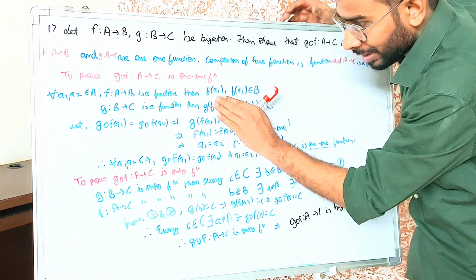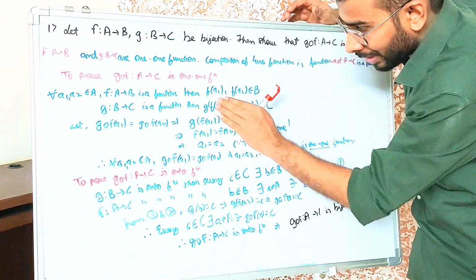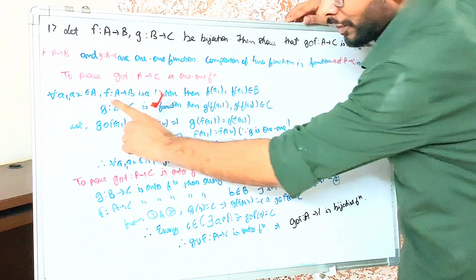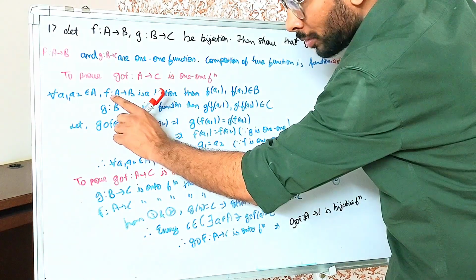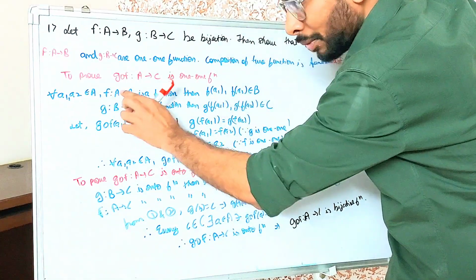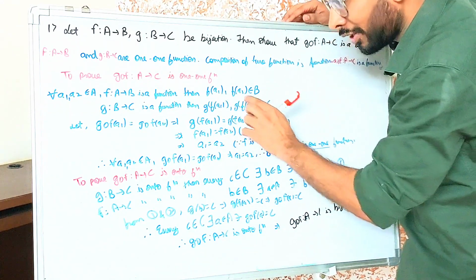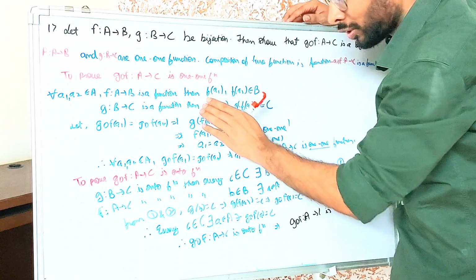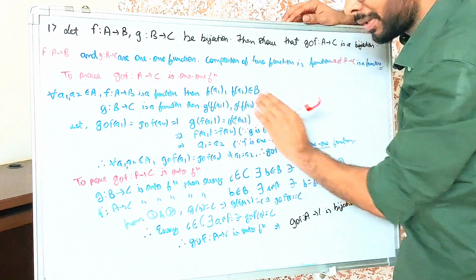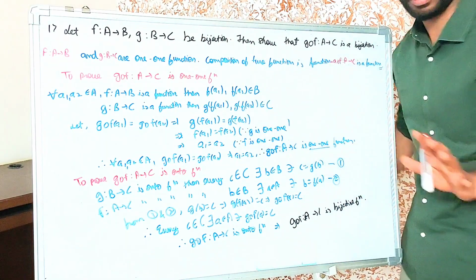So g of something, this is the input. Let's say f of a1 and f of a2 is the input. So what we can say is f of a1 belongs to B, similarly f of a2 belongs to B, so g of the input would belong to C. So I guess the second statement is clear with everyone.